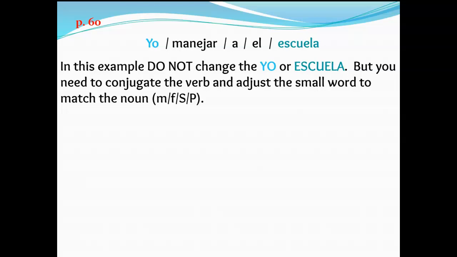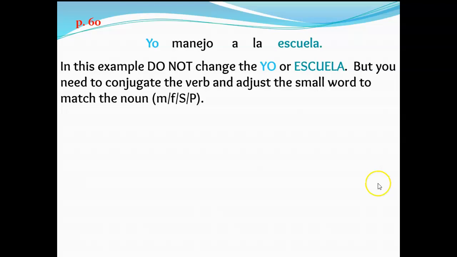But you will need to conjugate the verb, which is the second word in a sentence, and adjust the small word to match the noun, okay? So in this case, we're going to take out manejar and el. Manejar has to become manejo if it's conjugated correctly, and la matches escuela because you can't say el escuela. And then you put a period at the end and you have yourself a sentence, okay? I drive to the school, a detailed sentence.